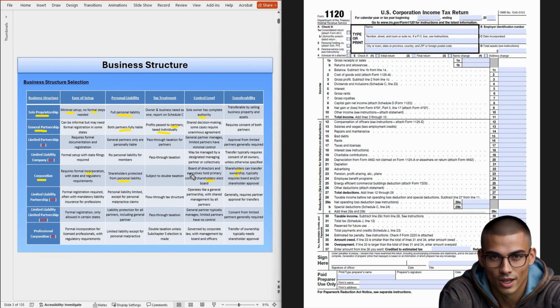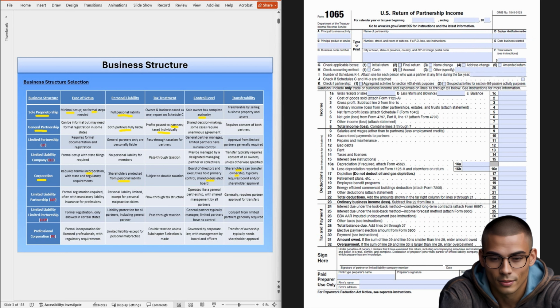So if the corporation has debt, they haven't paid their debts, and those debt companies come after them, then only the assets of the corporation are available to pay those debts. They wouldn't go after the individual shareholder assets.